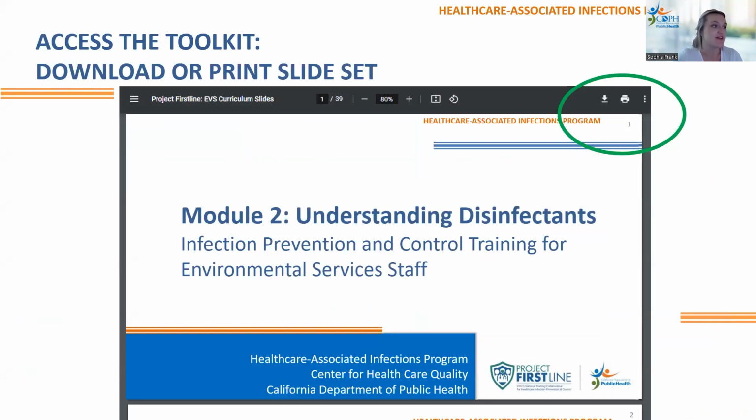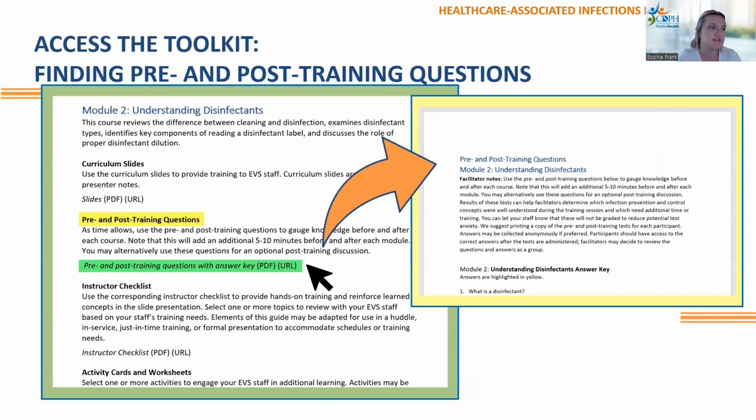This will open the file on the toolkit website. Similarly to the last demonstration, you can download a digital copy of the presentation or print the slide set. So I'm also going to download another file associated with all the modules, which is a pre and post training questions file. So I'll open this for Module 2.